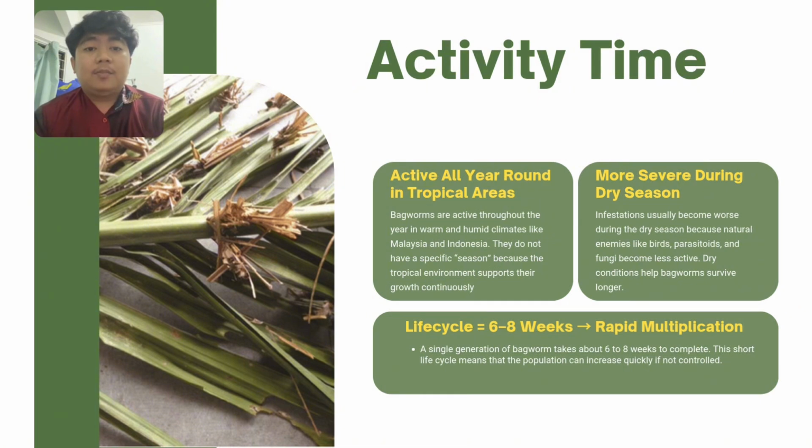Here's the critical point. Bagworm have a very short life cycle of just 6 to 8 weeks. This means repeated multiplication can occur if population are not controlled quickly. A single generation takes about 6 to 8 weeks to complete. So, if we miss early detection, population can explode exponentially.